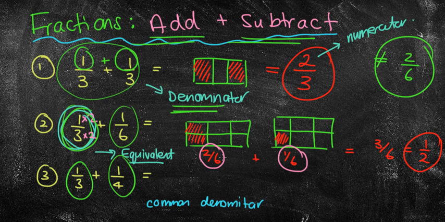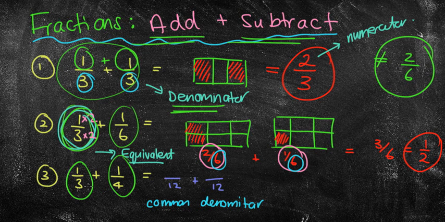Without realizing, we got a common denominator. In question 1, we already had a common denominator. So can you think of a number that both 3 and 4 go into? Well, hopefully you thought of the number 12, because they both go into 12, don't they?